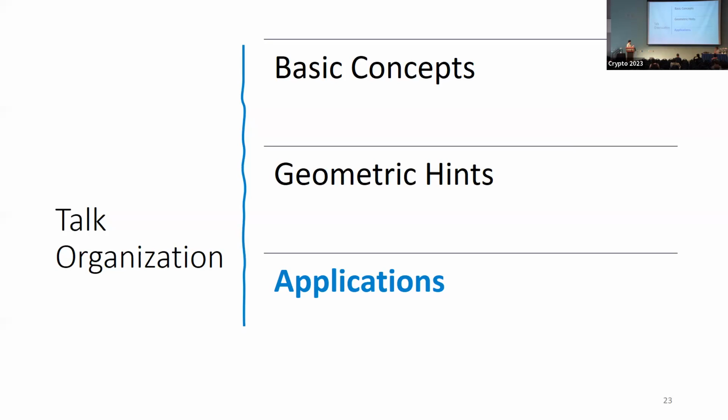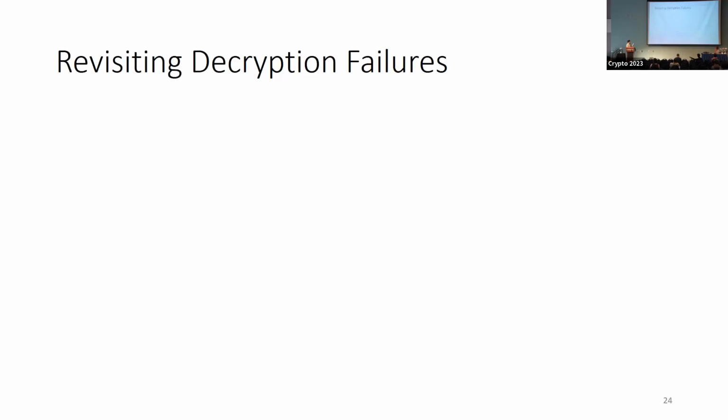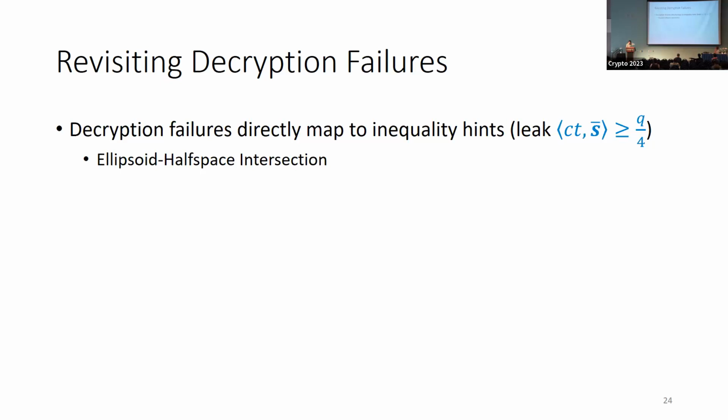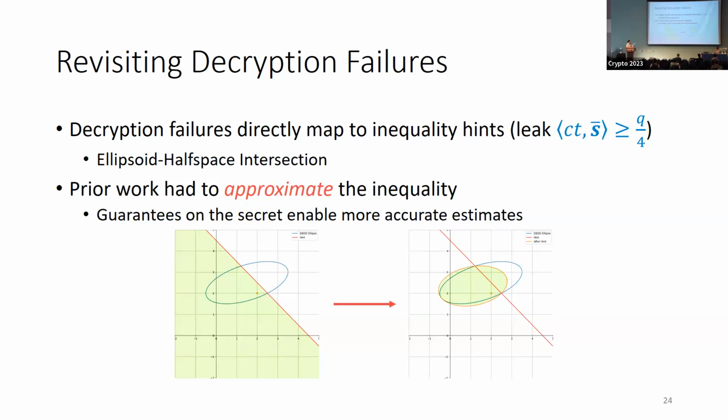That's the basic idea behind the geometric hints, and I'm going to talk a little bit about some applications. In particular, decryption failures, I feel, are a really important application here because decryption failures directly map to inequality hints. And in particular, as I said, it's this ellipsoid half space intersection. The prior work had to approximate this inequality, and you assume that the distribution of the secret given this decryption failure was a spherical Gaussian in a particular direction, and that's not exactly accurate. It works quite well for doing hardness estimation, but when you try to use this for attacks, as you'll see in a second, it doesn't quite work the way you want.